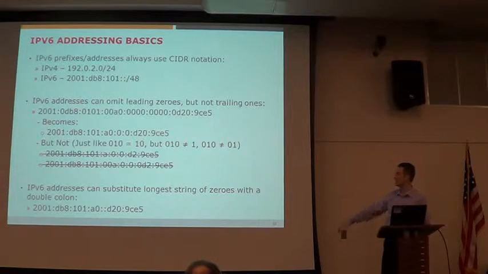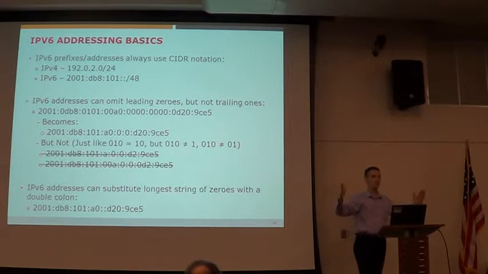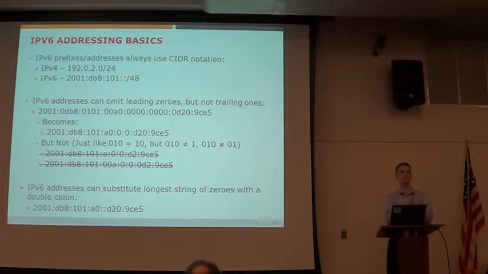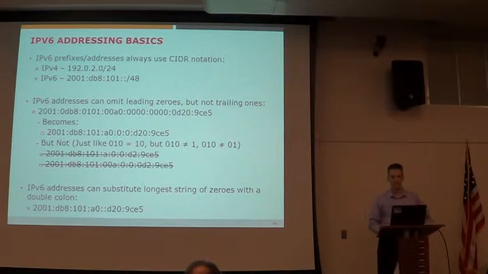Same thing. And then I can compress the zeros if there are all zeros between a set of colons. And the only other thing that's kind of obvious if you think about it is, I can only do that double colon compression once, right? Because if I did it twice, then it's ambiguous. How do I expand it back out? So I can only do it once.